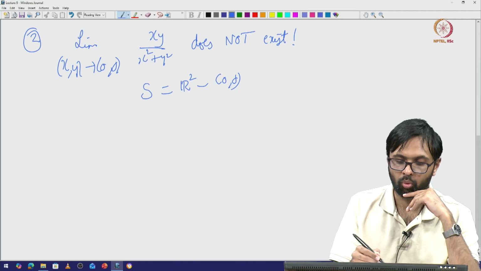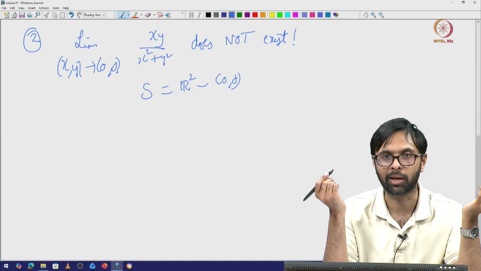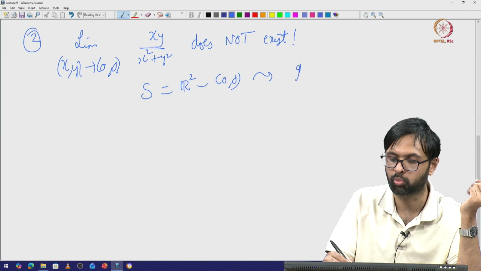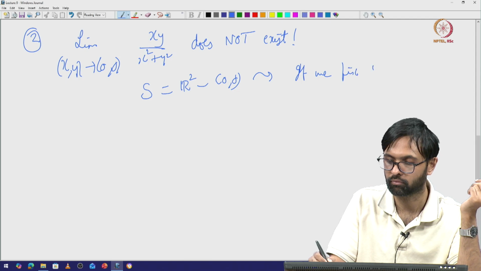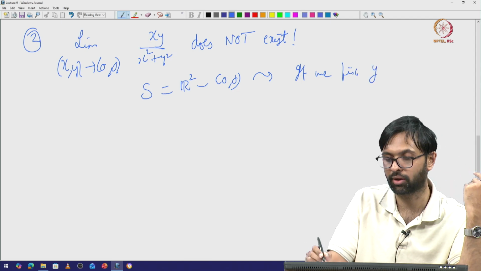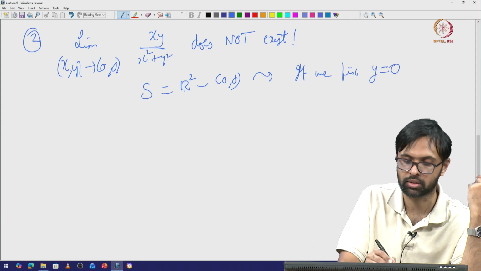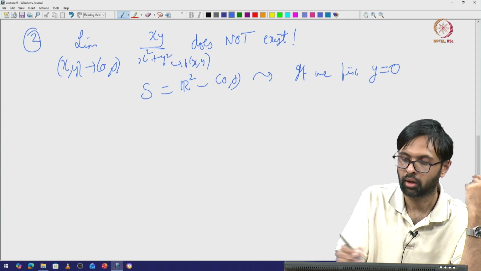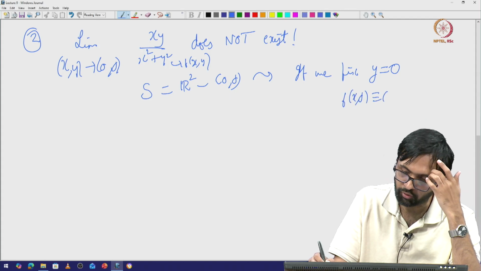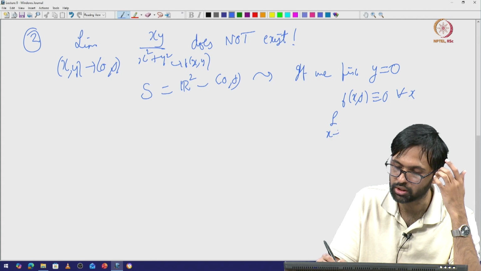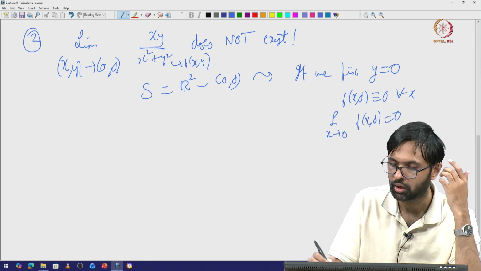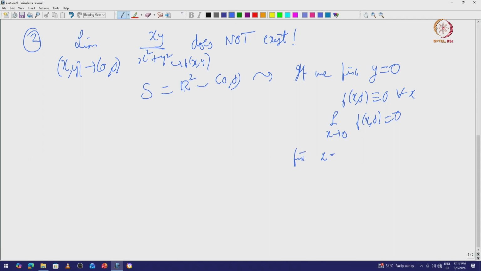Right. So why would we naively expect it exists? Notice if we fix y, right? If we fix y to be equal to 0, let's call this function f of xy, f of x comma 0 is identically 0 for all x. So the limit as x approaches 0, f of x comma 0 is 0. Likewise, if we fix x equals 0, the limit as y approaches 0, f of 0 comma y is also 0.